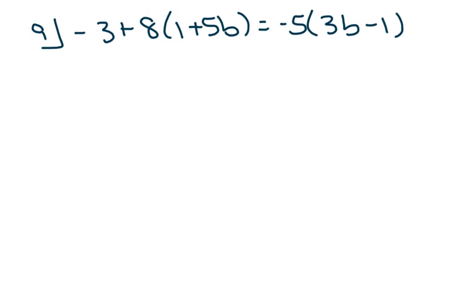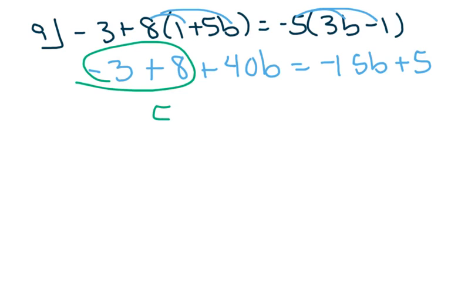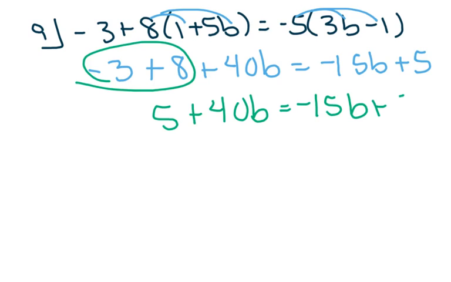Okay, I'm going to copy this down and get rid of the parentheses. You distribute, and distribute on the right side as well. First thing before solving, I combine anything. Yes, I can combine these two on the left. So I get 5 plus 40b equals negative 15b plus 5.